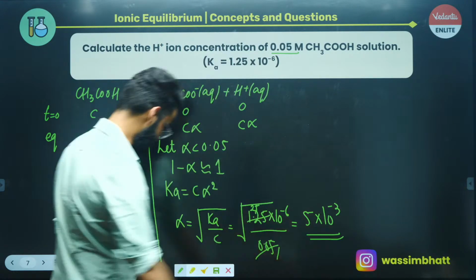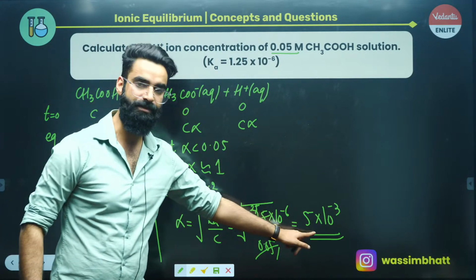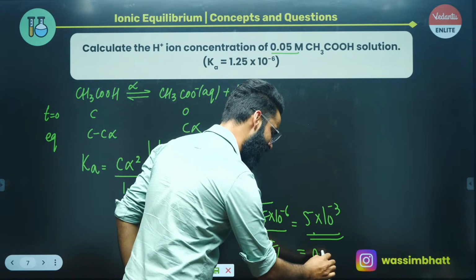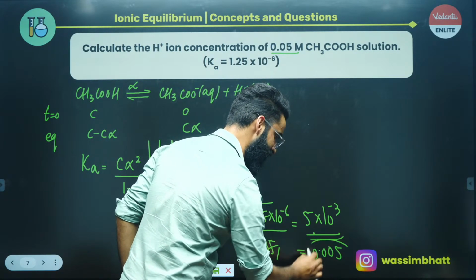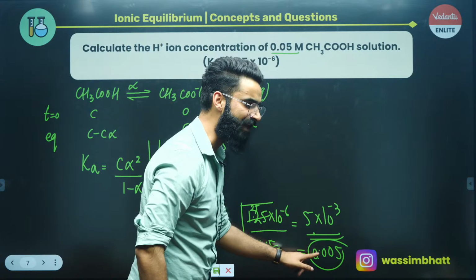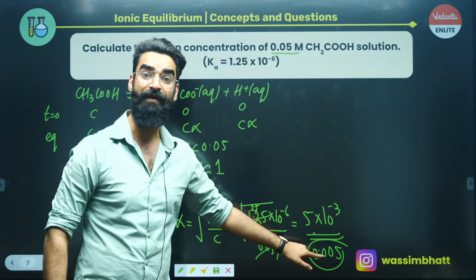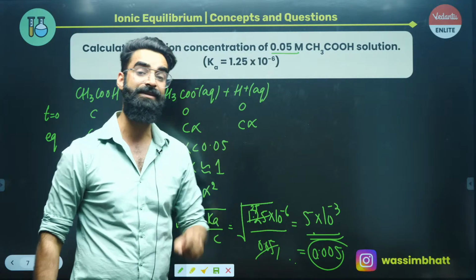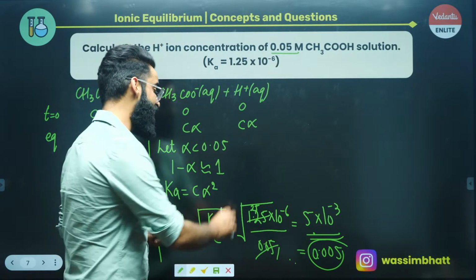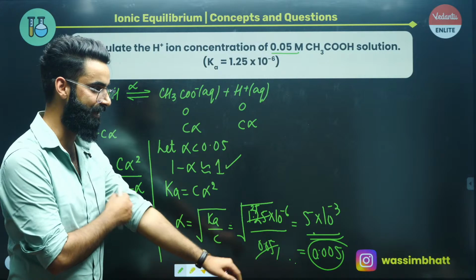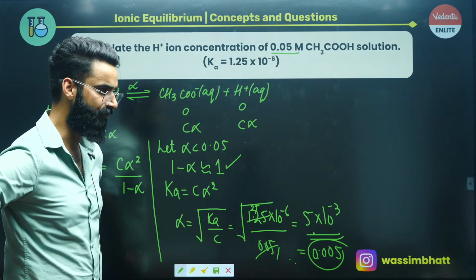See, this is the value of alpha which you got: 5 times 10 raised to the power minus 3. That means this value is exactly equal to 0.005. Check it out. Is the alpha value coming out to be less than 0.05? Absolutely. The value of alpha is less than 0.05. That means whatever approximation you have made is absolutely correct.